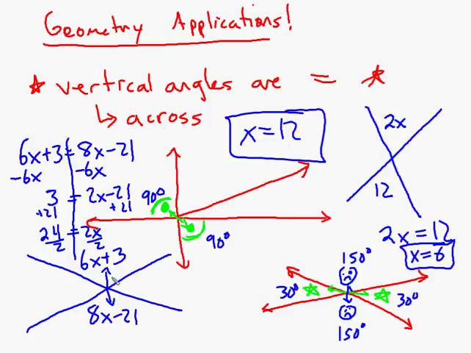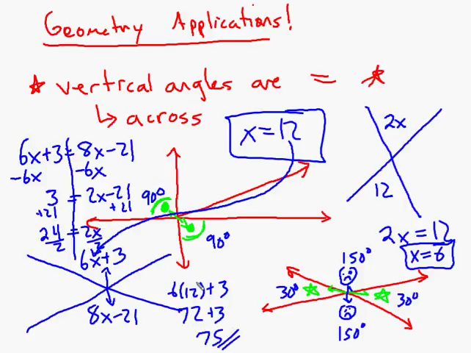Now what if I wanted to know how much this angle is? X is 12, but how big is this angle? I take this 12 and put it in. And I'd get 6 times 12 plus 3, which is 72 plus 3. Oh, that's not too bad. 75. That's good. All right.